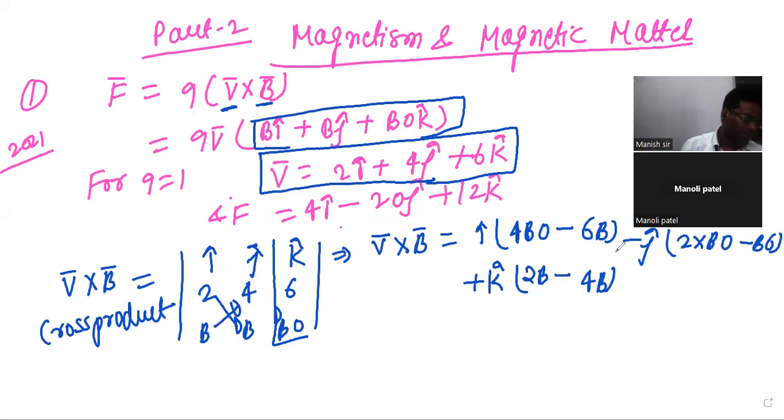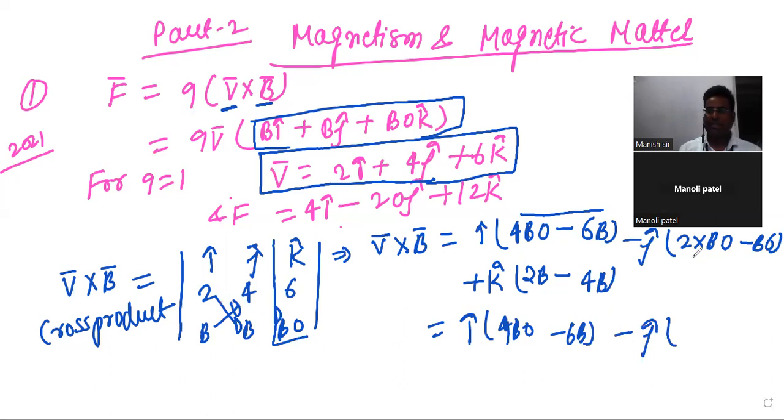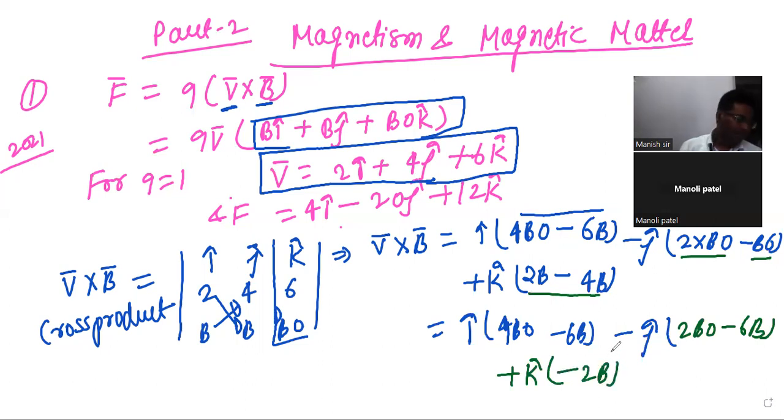Now calculate the value. Then it will come out like I into this; solve this one. So this is 4B naught minus 6B. Let it be there only. So it will be 4B naught minus 6B, minus J, right? This is 2B naught, right? This is 2B naught minus 6B. So it will remain the same. So it will be 2B naught minus 6B, right? Plus K. This will be the subtracted one. So it will be minus 2B, right?